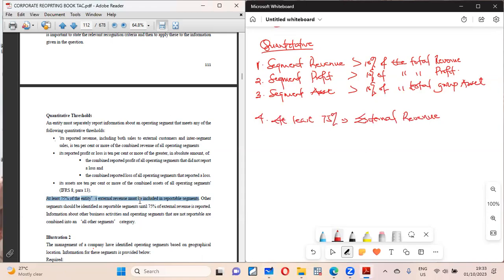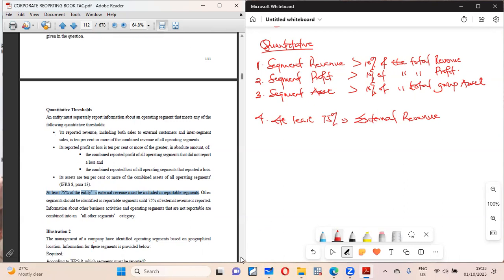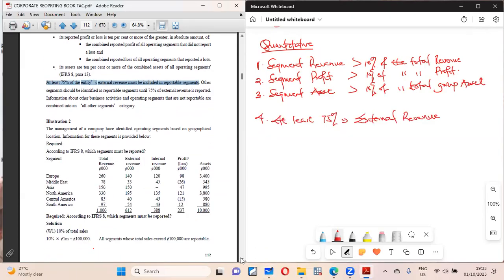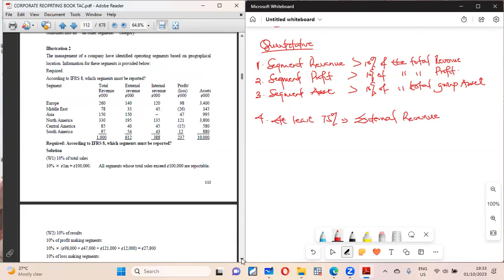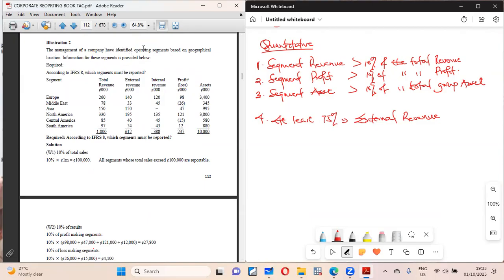Let me give you a pure illustration of this so that you can actually appreciate what I'm talking about. Now look at this illustration. That's what we're going to use. The management of a company has identified operating segments based on geographical location. Information is provided to you below.